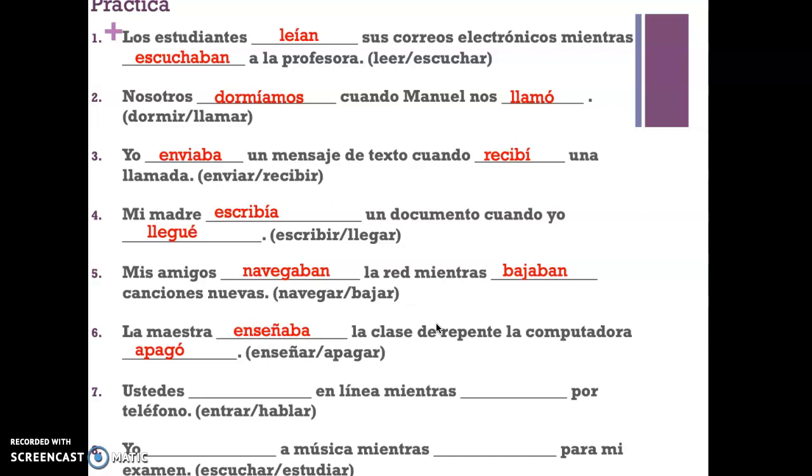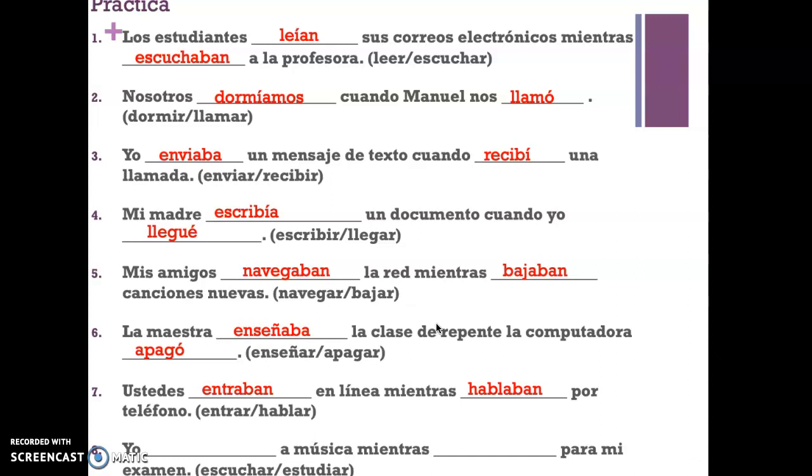Try number 7. Ustedes entrar en línea mientras hablar por teléfono. You all were going online while talking on the phone. So you're at your computer online while having a conversation on the phone. Neither of these two are interrupting, and you know that because the word mientras appears here in the middle of the sentence. So for the first conjugation, you should have entraban, and you should have hablaban after that. Both imperfect because of the word mientras.